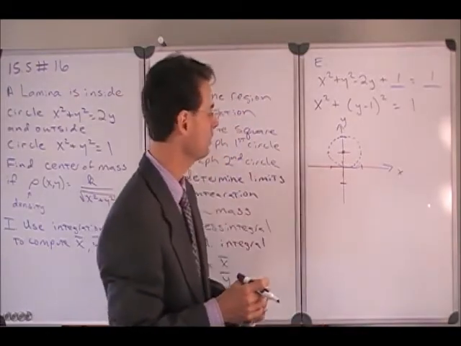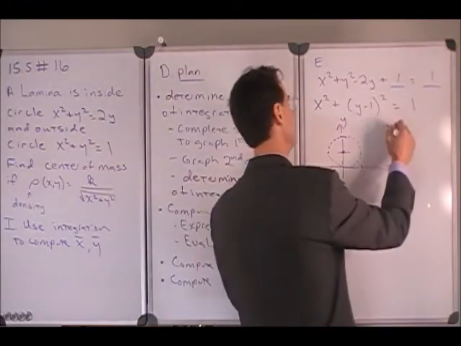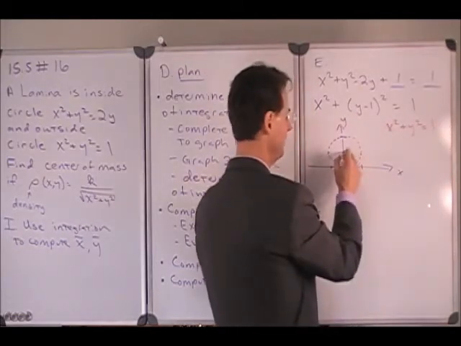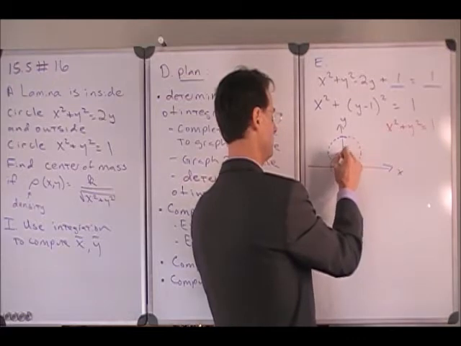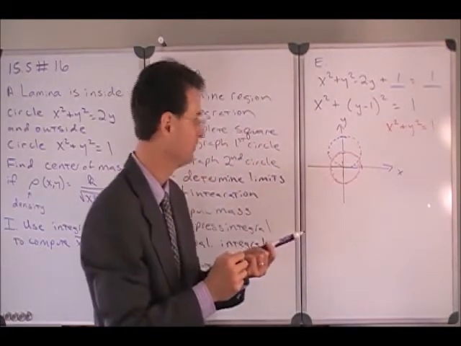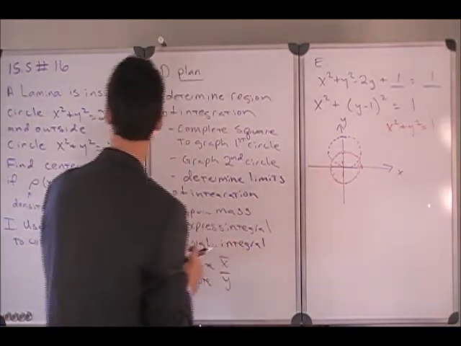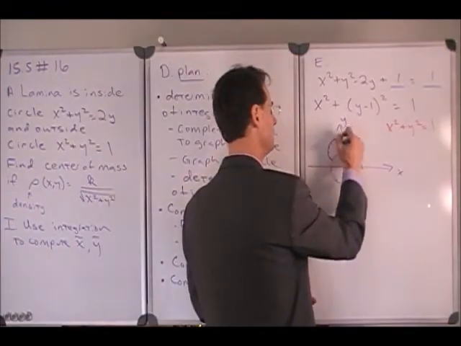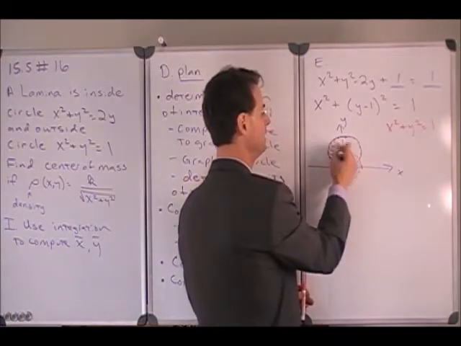So this is one of our circles, and now we need to graph x squared plus y squared equals 1, and that's just a circle centered at the origin of radius 1. So now we have our two circles, and we're interested in the region inside the top circle and outside the bottom circle. So it's kind of this region here.